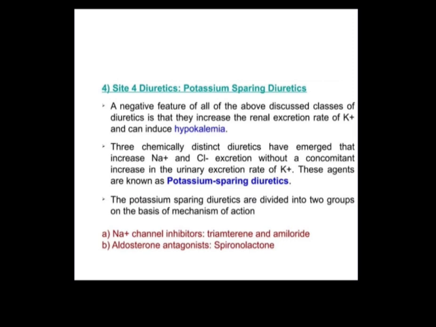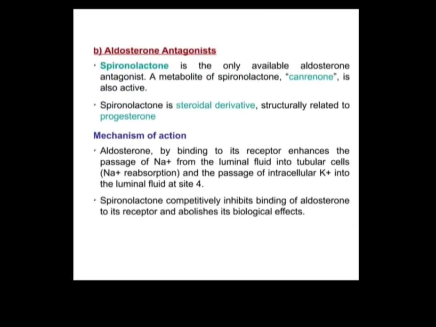The potassium sparing drugs are divided into two groups on the basis of mechanism of action. First one is sodium channel inhibitors. Drugs are triamterene and amiloride. Second one, aldosterone antagonists. Aldosterone antagonist drugs are spironolactone. Spironolactone is a steroidal derivative. It is related to progesterone.